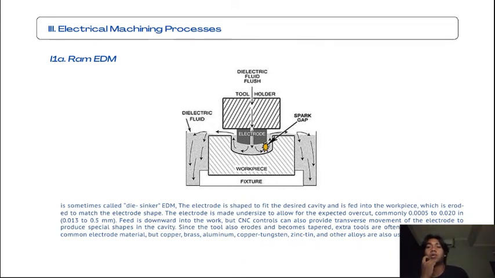Since the tool also erodes and becomes tapered, extra tools are often made. Graphite is a common electrode material, but copper, brass, aluminium, copper tungsten, zirconium, and other alloys are also used. The process is mainly used to machine cavities in hard steel dies and molds. It is also used in machining carbide and in salvaging hard parts or tools such as broken taps. Slots, non-round holes, small deep holes, and machining of honeycomb and other fragile parts are additional applications.